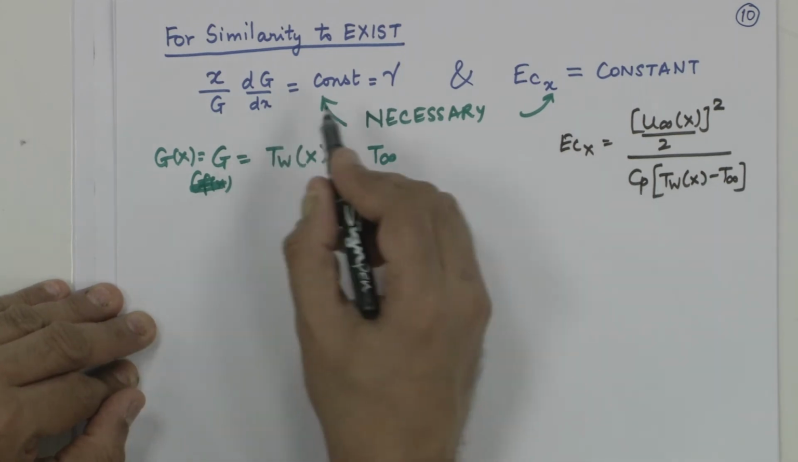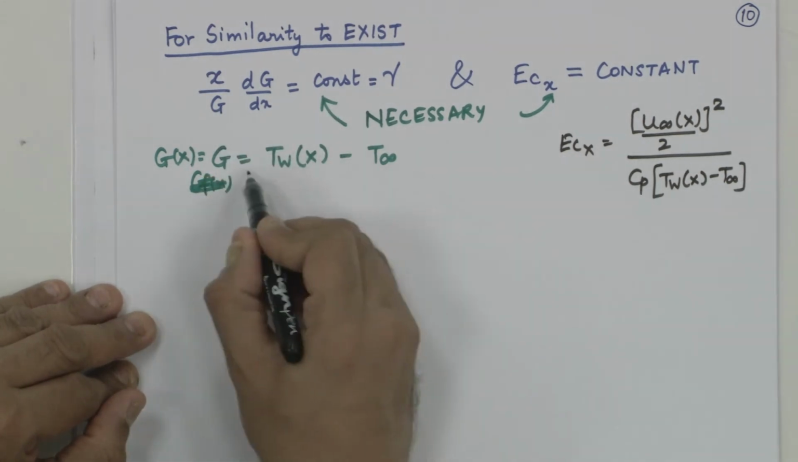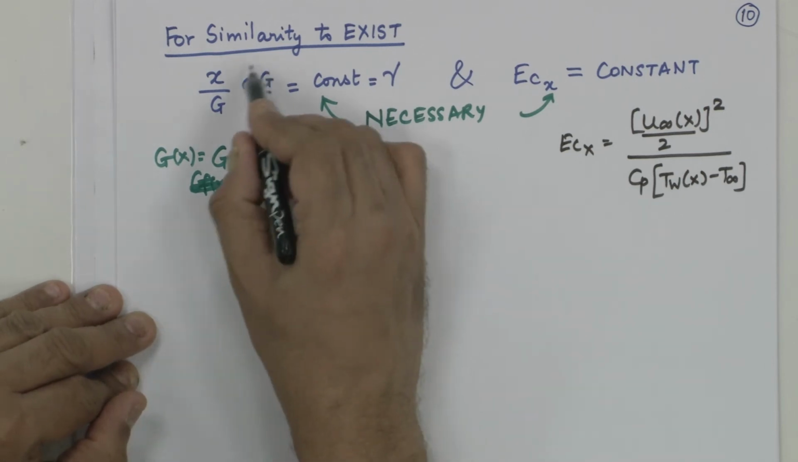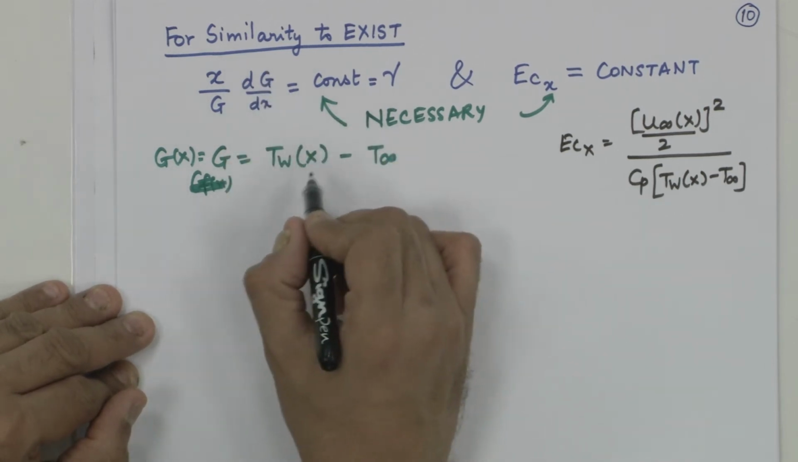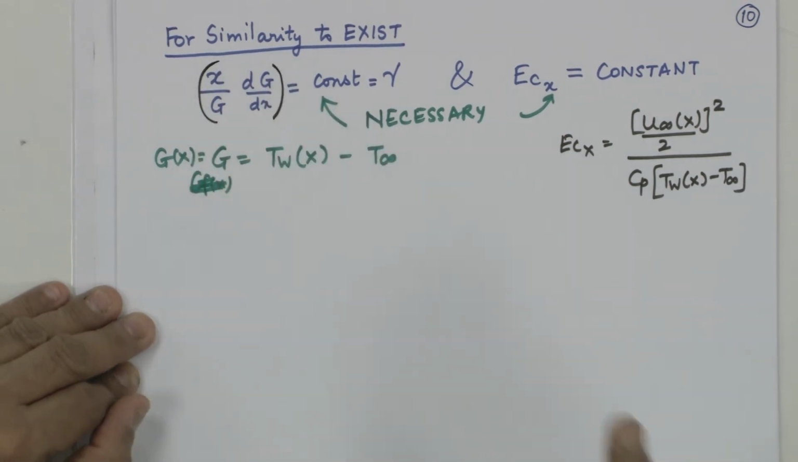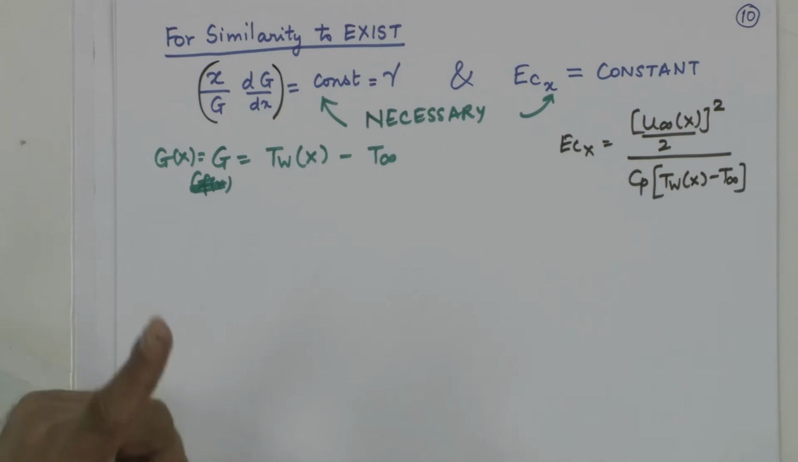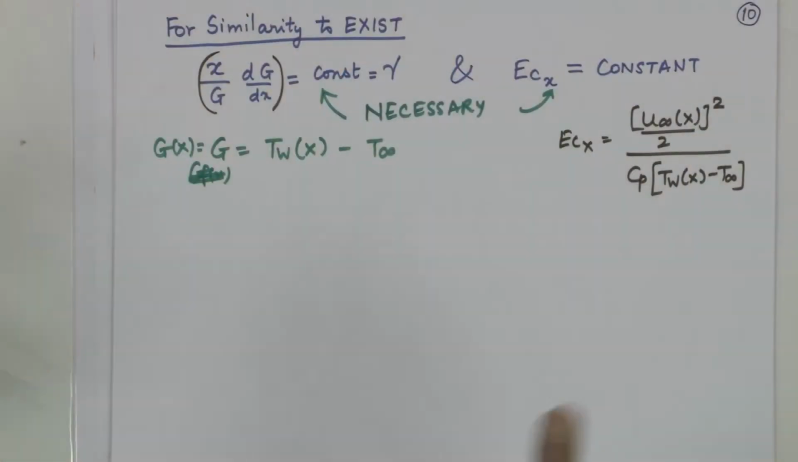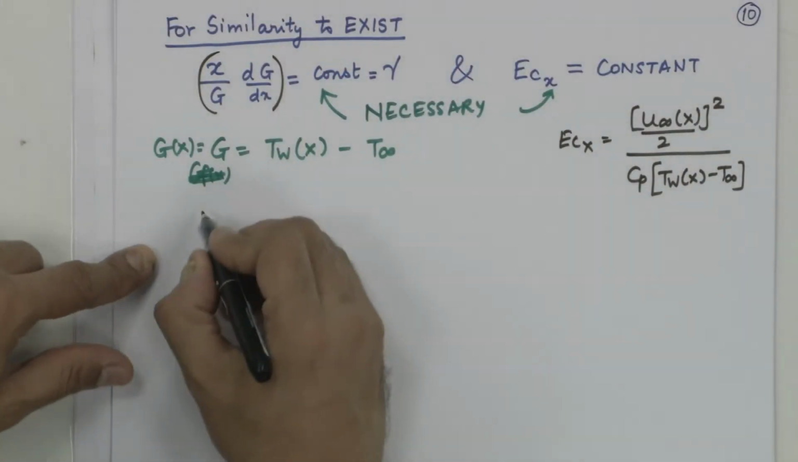Same thing here. This is a function of x. So dg by dx times x by g need not be a constant, but this bracket, the whole thing, should be a constant. Only then is similarity going to be valid. Okay, so we are not talking of constant Tw or constant U infinity. We are saying these two conditions have to be satisfied, and let us now look at one condition.